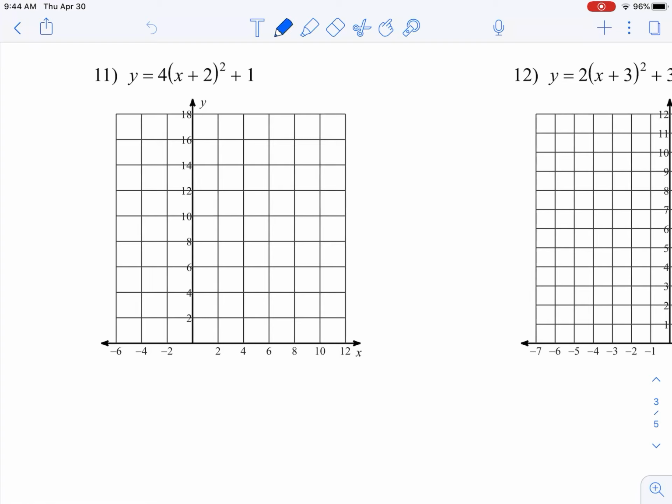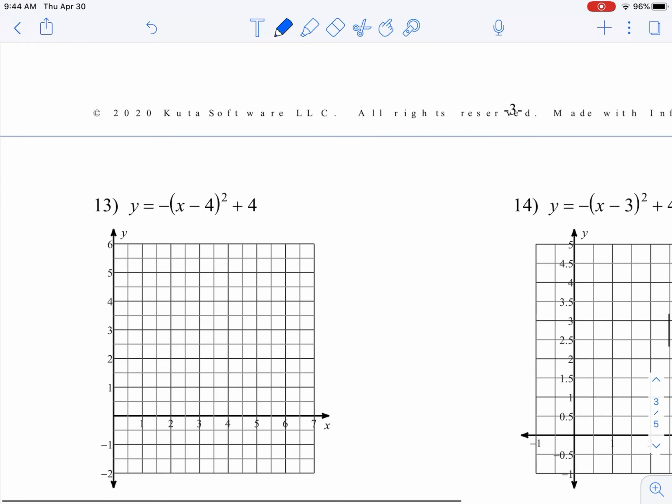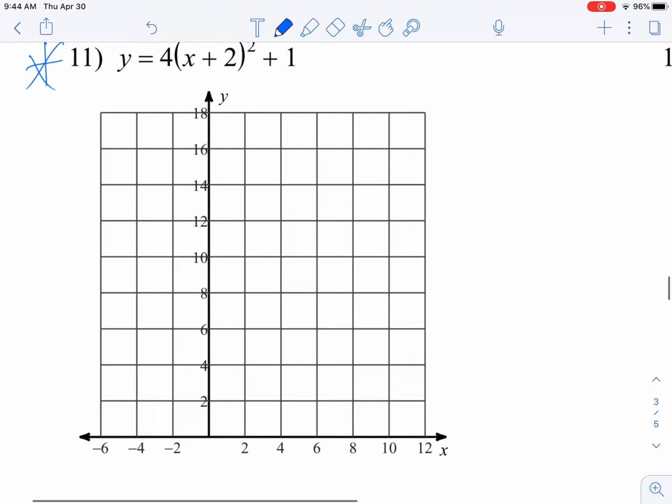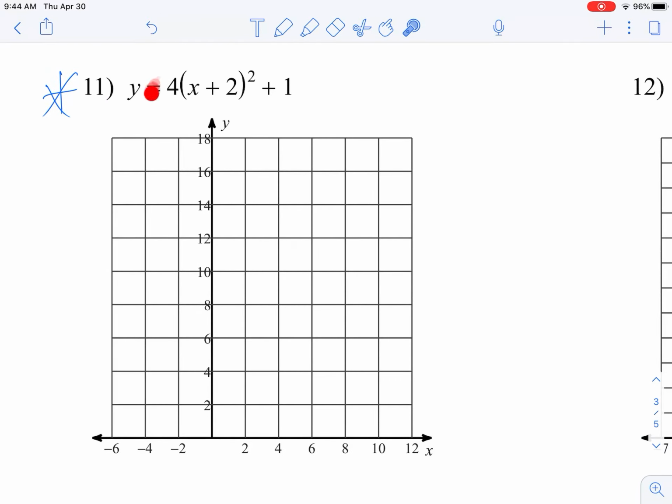So I'm going to just pick two of these. I'm going to do number 11 and I'm going to show you number 13. My goal is to work through all of these, but just do like two at a time for these videos. So for number 11, I have a stretch of 4.